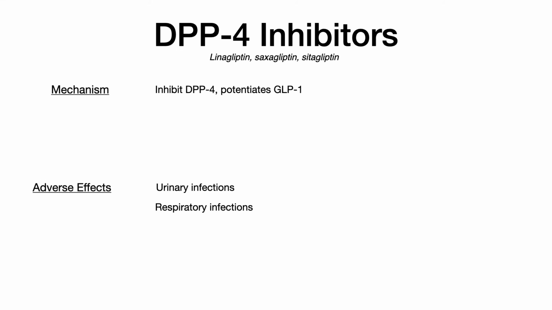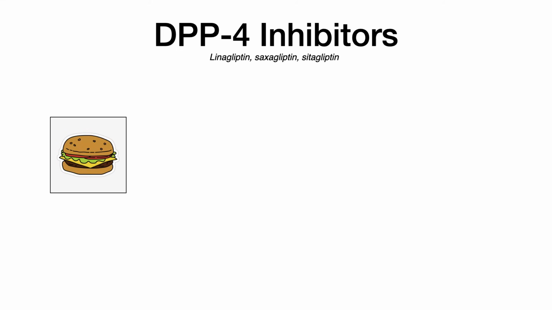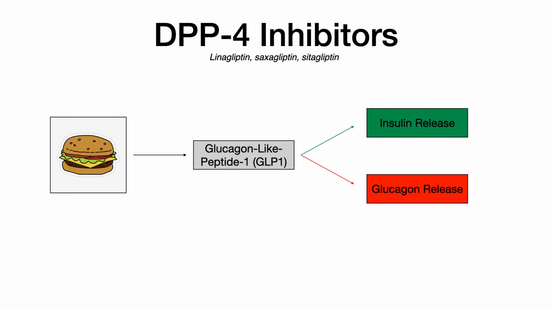So imagine that you eat a juicy hamburger. People who aren't in the United States are like, "God, you Americans and your filthy diet." But let's just imagine that you eat a hamburger. What normally happens is when you eat something, the body releases glucagon-like peptide 1, or GLP-1 for short. And what glucagon-like peptide 1 leads to is it promotes insulin release and inhibits glucagon release. Okay, so that's the normal functioning of GLP-1.